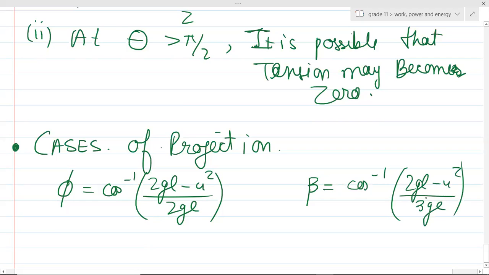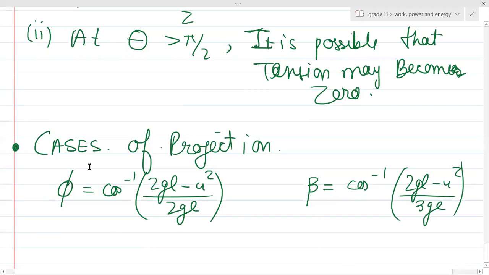Okay, this is all competitive. If you can't remember the formula, you always know how to do it, right? You know how to draw the free body diagram, and you know how to apply the work-energy theorem. Those are the basic things to get these formulas.